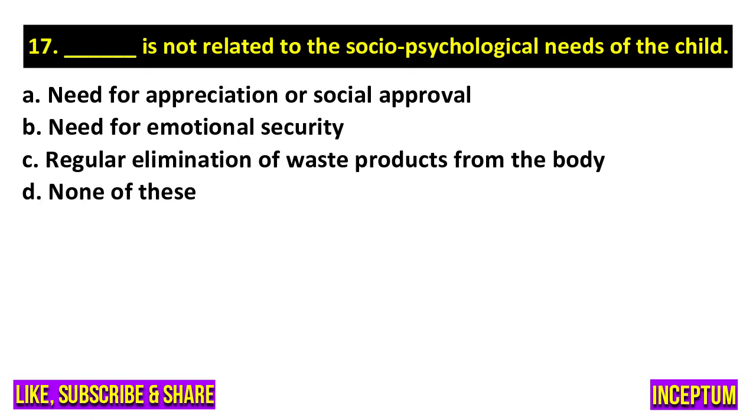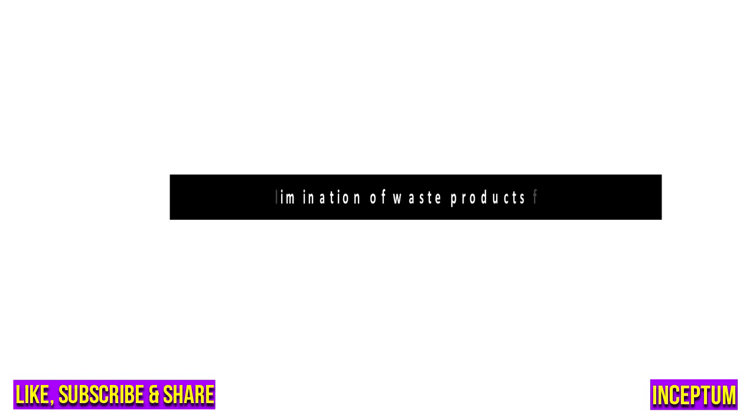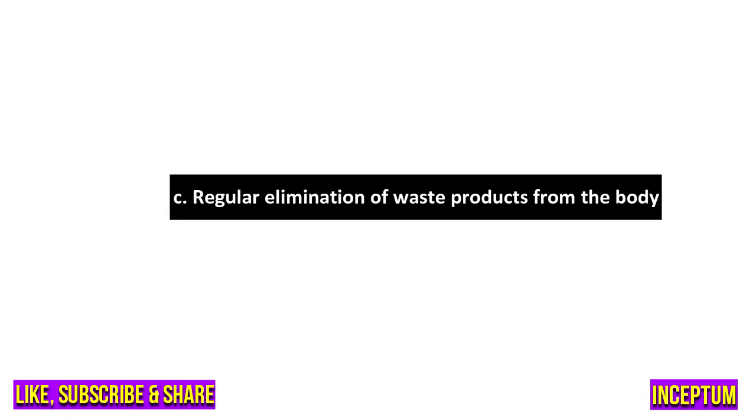Question number 17. Dash is not related to the socio-psychological needs of the child. In the options we have need for appreciation or social approval, need for emotional security, regular elimination of waste products from the body, none of the above. And the right answer of this question is option C, regular elimination of waste products from the body.